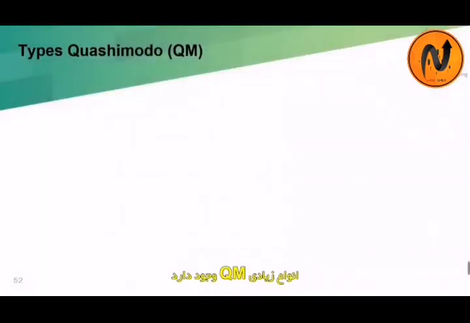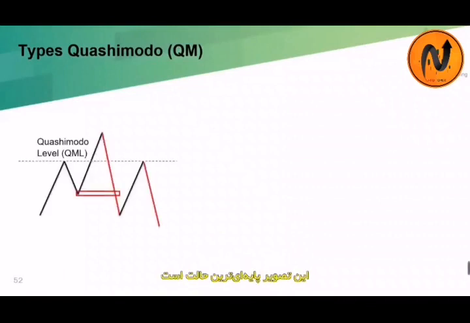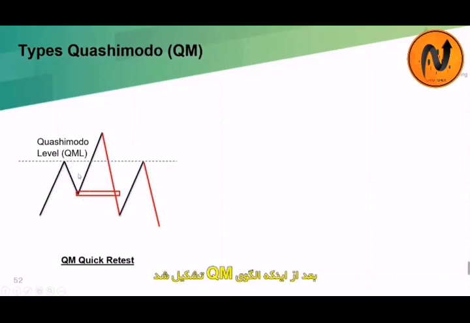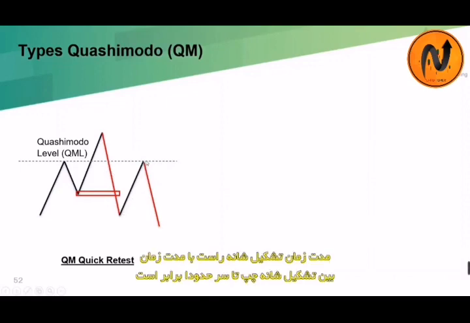There are many types of Quasimodo. Of course, this is the basic one. This is what we call a quick retest. What do I mean by quick retest? Quick retest is where, talking about the left shoulder over here, when it creates this Quasimodo level, the right shoulder or the return is very similar. The length and time of this return is almost the same as this left shoulder.